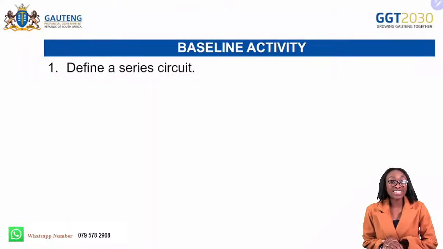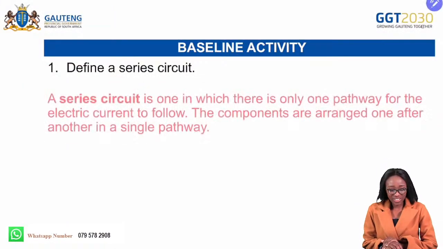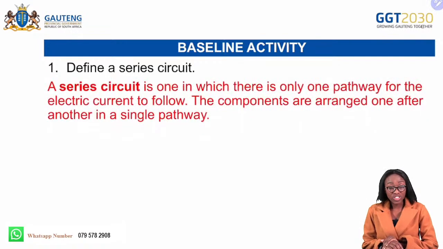Define a series circuit. A series circuit is one in which there is only one pathway for the electric current to flow. The components are arranged one after another in a single pathway. If you wrote that, give yourself a mark.